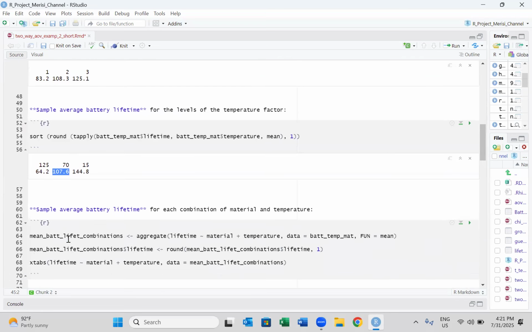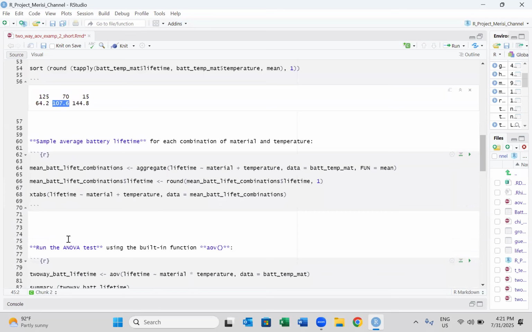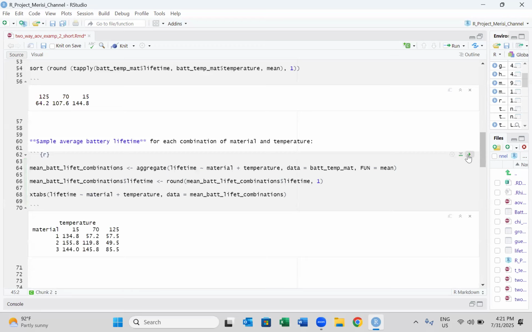And finally, I always like to, and I think it's a good idea, to estimate the average value of the outcome variable for the combinations of both factors, okay? So this is the sample average battery lifetime for each combination of material and temperature. And this summary table allows us to check for possible interactions, okay? So for example, notice that for material one, so let's focus on material one for now.